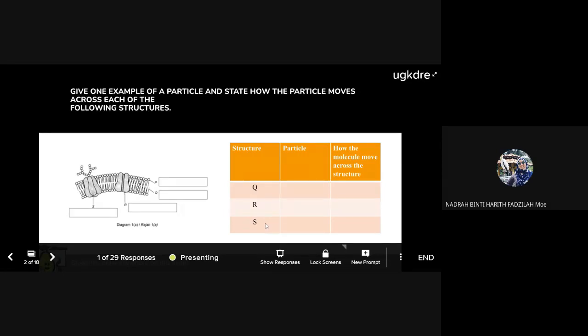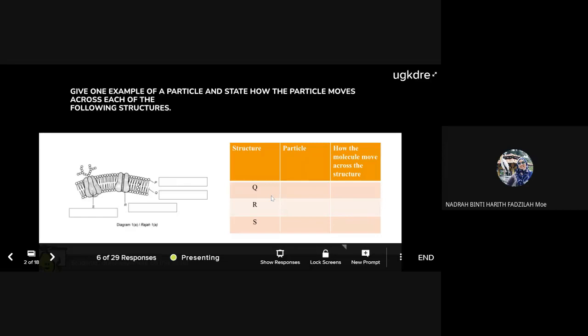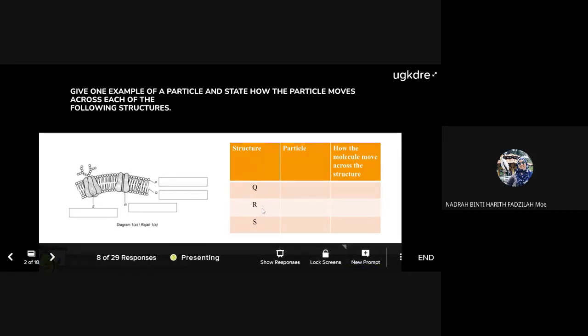And then can you mention the process? How does the molecule move across that structure? Name the process. We have discussed 4 different processes last week. So what is the name of the process for the particle that diffuses through Q, the particle that diffuses through R, and the particle that diffuses through S?